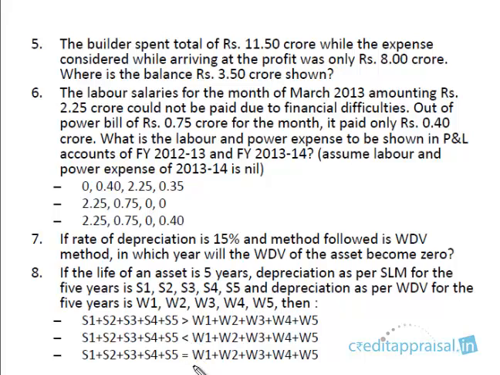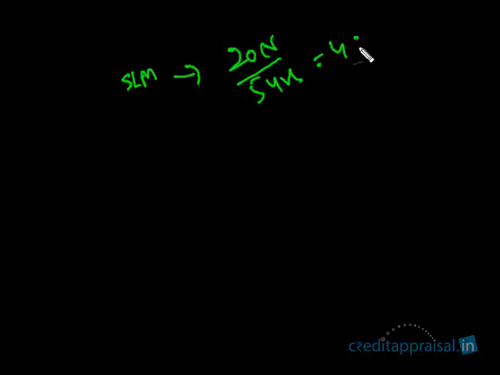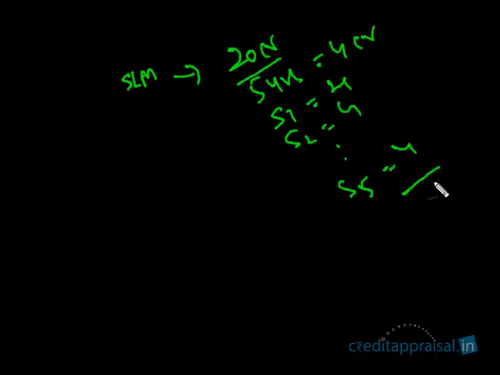So please see this. We have just now discussed the calculation under two methods, SLM and WDV. In SLM we have taken the example of a 20 crore machine being depreciated over a period of 5 years at the rate of 4 crores. So in the first year S1, the depreciation is 4 crores, S2 will be 4, and till the 5th year it will be 4. So the total depreciation is 20, that is, the entire cost of the machine is being written down. So by the end of the year the value will become 0.